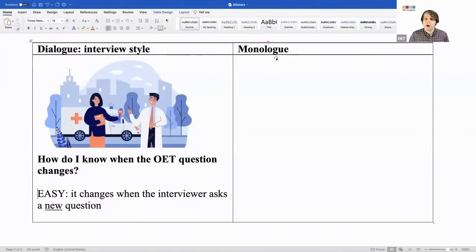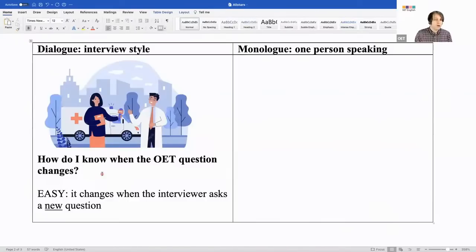However, what about the monologue style? What does monologue mean? If you're watching on Facebook, just type in the chat box, what does mono mean? What does this prefix here, mono, refer to? How many is mono? This should be an easy question. Just go and type in the chat. You should all know this, right? I know any Spanish speakers, I think mono means monkey or something, is that right? But anyway, in English, mono means one person or one. Mono just means one, and a monologue is one person speaking. Okay, so that's what it means. Dialogue is interview style, monologue is one person speaking.